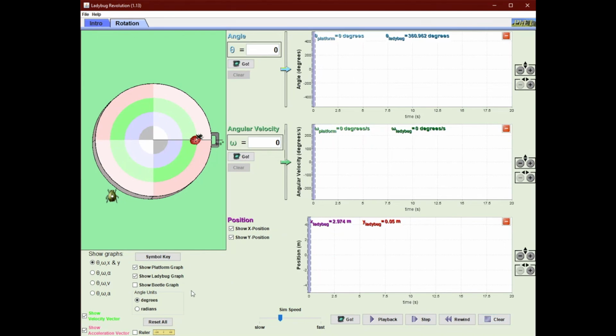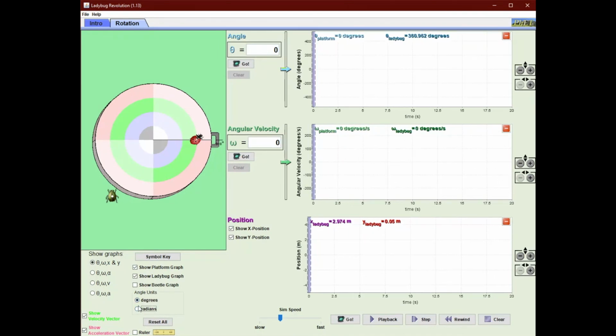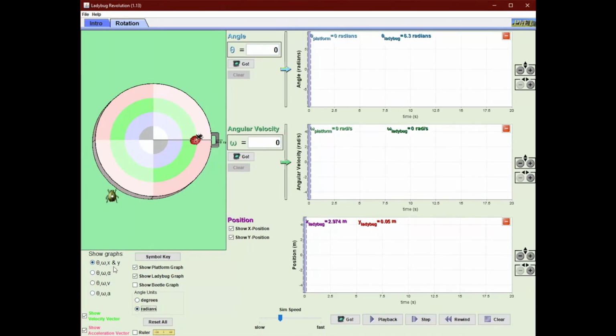The important things to know here are the differences between degrees and radians. There are ways to switch between the two. Make sure you know how, because you will be using both. There are 4 different sets of graphs. And again, you're going to need to be very familiar with what they are. The first one is theta, omega, and then an x and y graph.